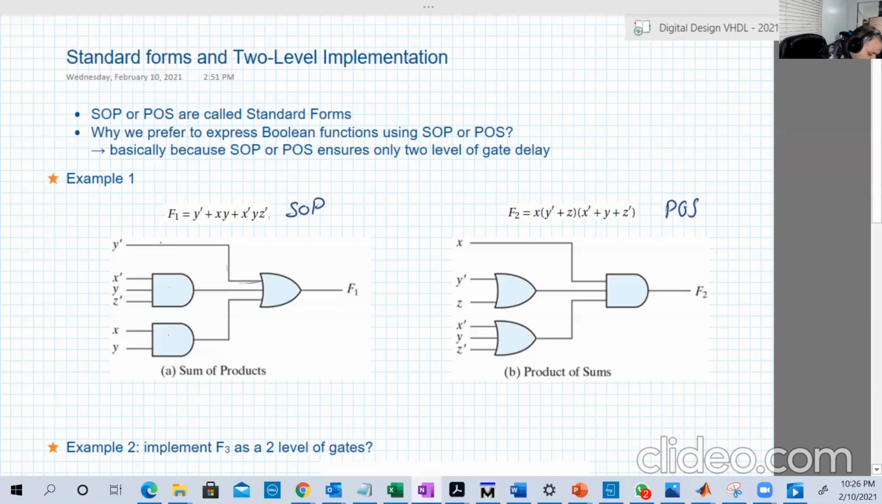So we need y bar. We need another term, which is x and y. So we need AND gate for this term. We need another AND gate for that term. Then all of them will be just input to one OR gate at the output. So you always have two stages or two levels. This is level 1.